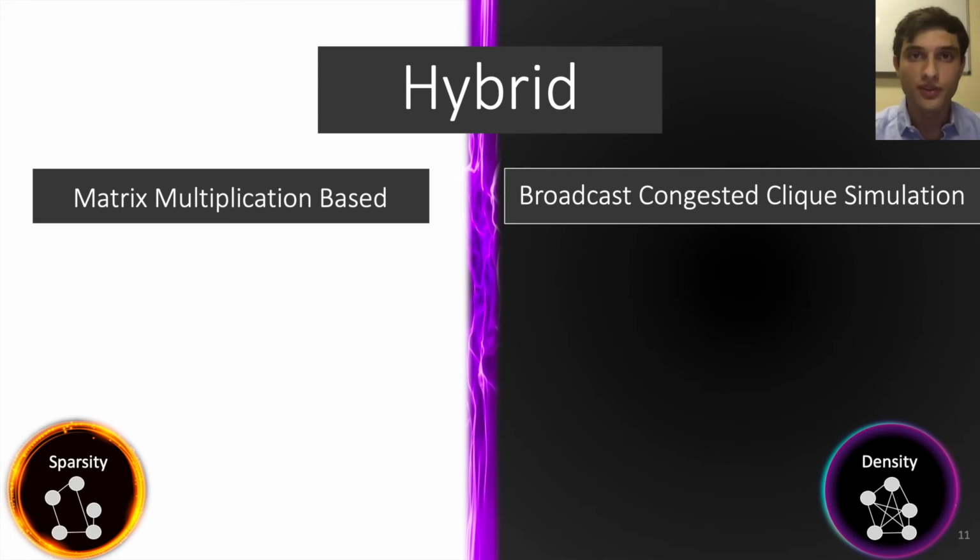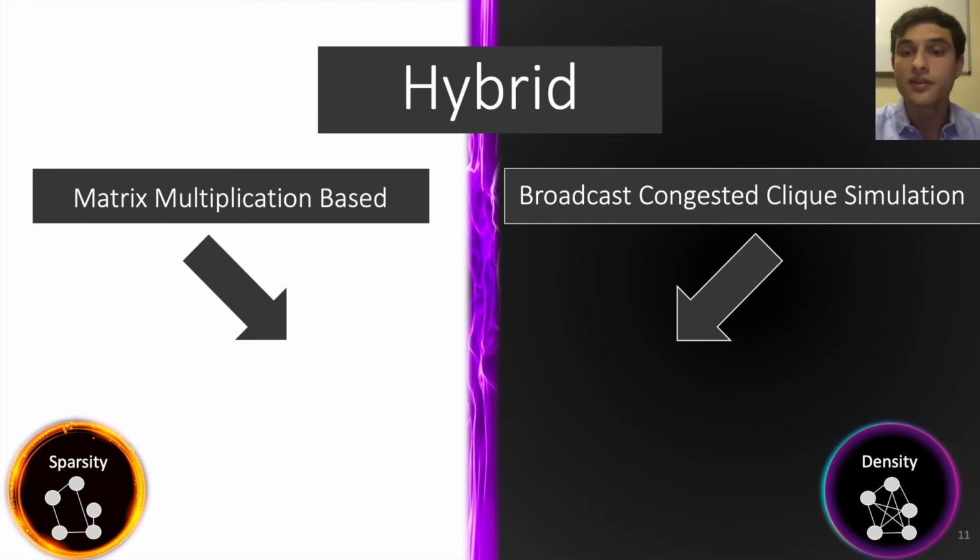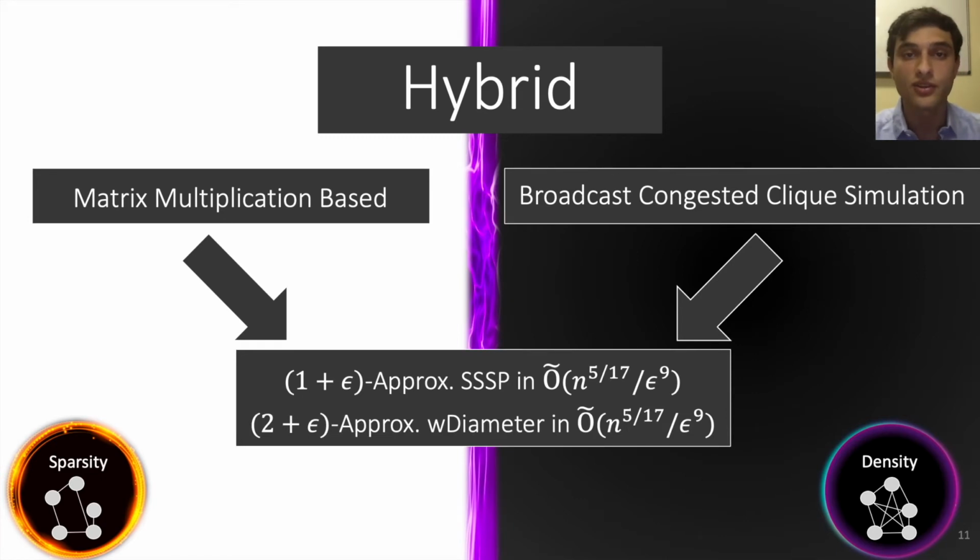Both of these algorithms are great in their own domain. The matrix multiplication is very fast on sparse graphs, and the broadcast congested clique simulation is very fast on dense graphs. However, when we flip the domains, they run much, much slower. The matrix multiplication runs very slow on dense settings and vice versa. However, when we combine them and use each in its own domain, we get a result which is better than the state of the art for single source shortest paths and weighted diameter approximations.